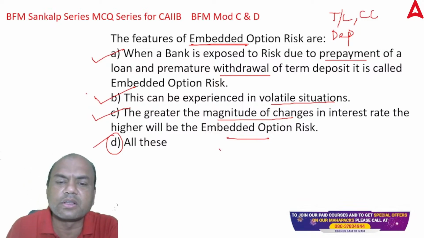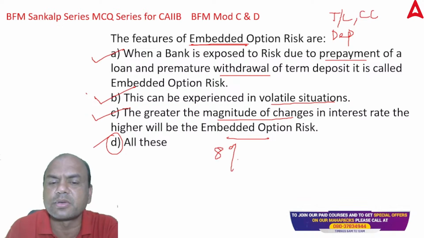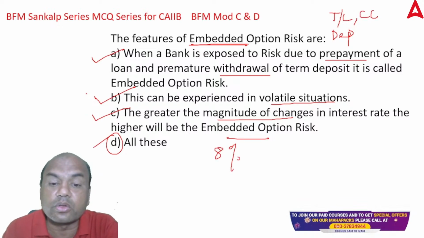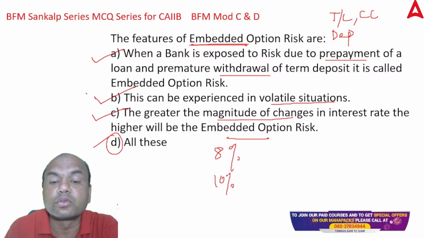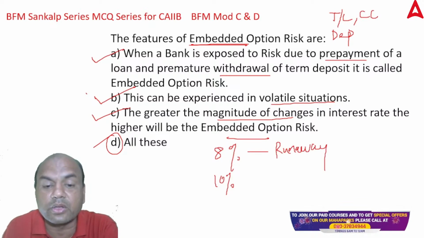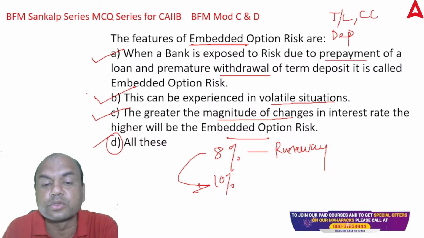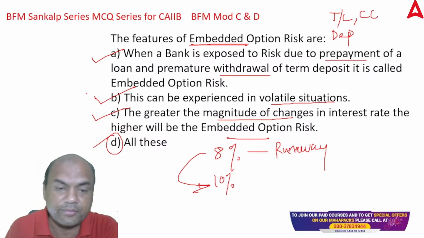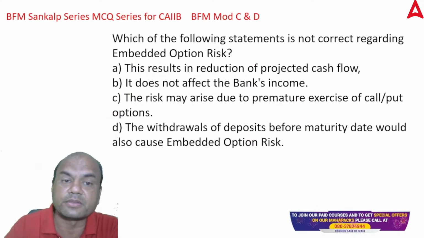Right now you are giving the loan at, let's say, 8% to this customer. And due to the volatile situation, your bank increases the rate to 10%. So good customers will run away from you. They won't stay with you. Why? Because from 8 to 10, that 2% extra is a huge amount for larger loans. So this is the embedded option.